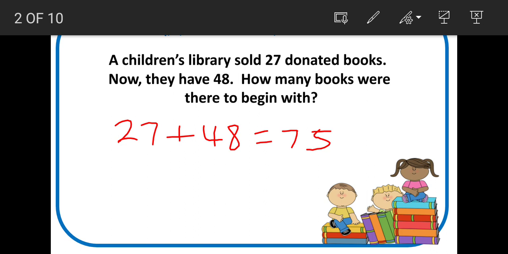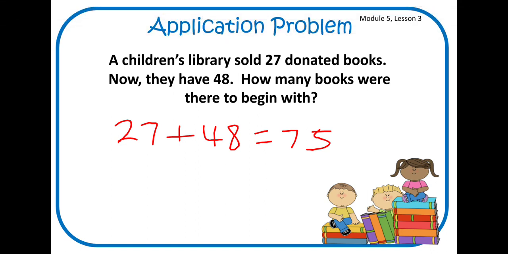A children's library sold 27 donated books. Now they have 48. How many books were there to begin with? The amount of books they sold was 27 and the amount remaining is 48. So to get the amount that was there at the beginning, we are adding the amount they sold and the amount that's remaining in the library.